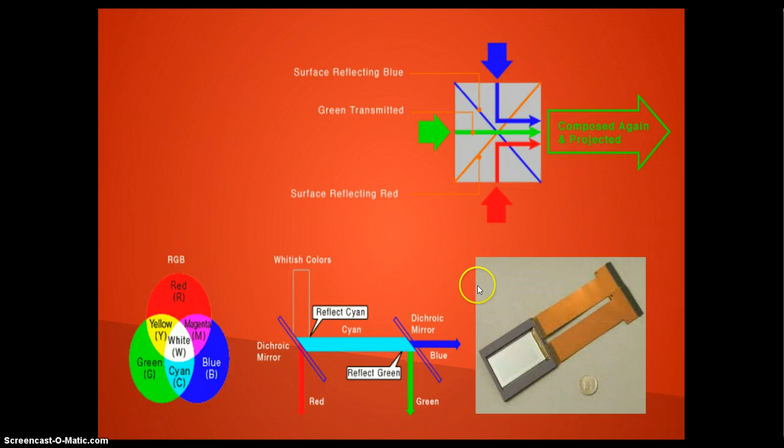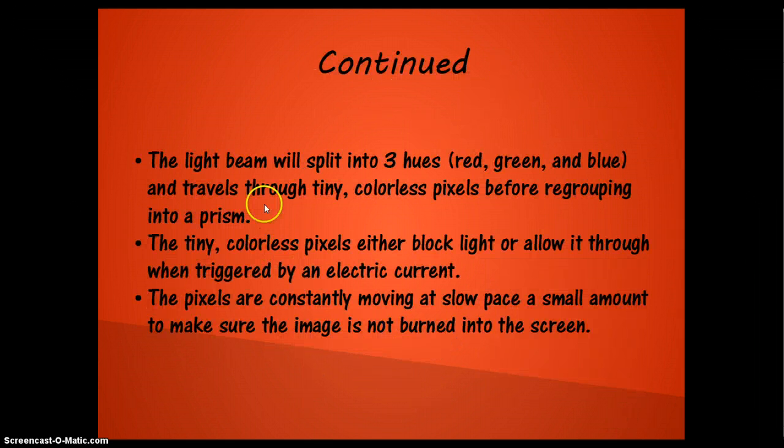But this is an HTPS chip, and that is inside projectors. And then, like we said before, the light beam splits into three hues, red, green, and blue, and travels through the pixels. And the pixels block or allow light when triggered by an electric current.